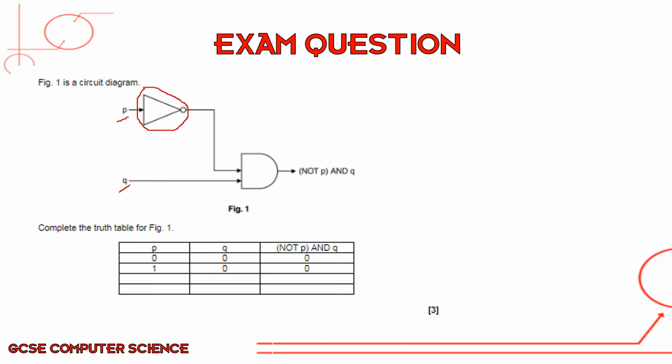So this is our first gate. Now by now you should know that that gate is a NOT gate, so we know that whatever is coming into this is going to be reversed. Then we also know that this gate is an AND gate, so we're going to need both of these inputs to be true for this to be true at the other side. So first of all, we're going to make sure we've got every possible input in this table.